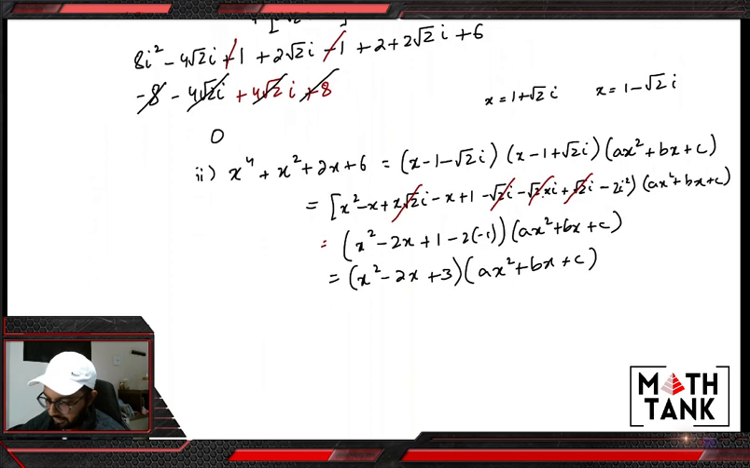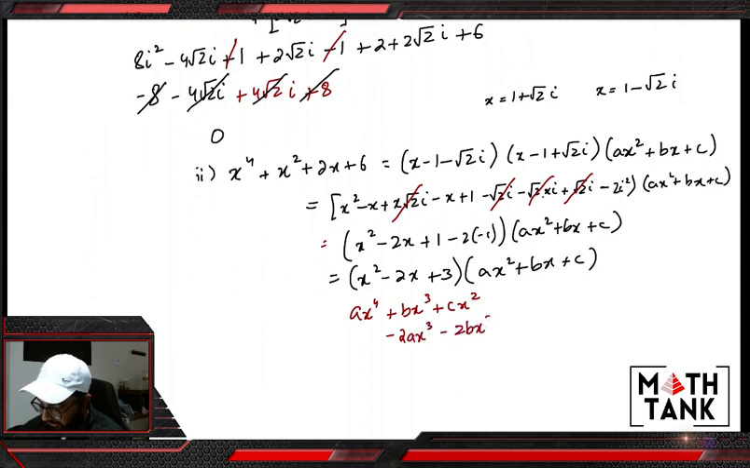Now I'll do my expansion and then do a comparison. I think that's simple. If you've already done polynomials, you should be good at that. Let's quickly expand. I'm going to multiply x squared by all the terms, so bx cubed plus cx squared, and then minus 2x to ax cubed minus 2bx squared minus 2cx plus 3ax squared plus 3bx plus 3c.